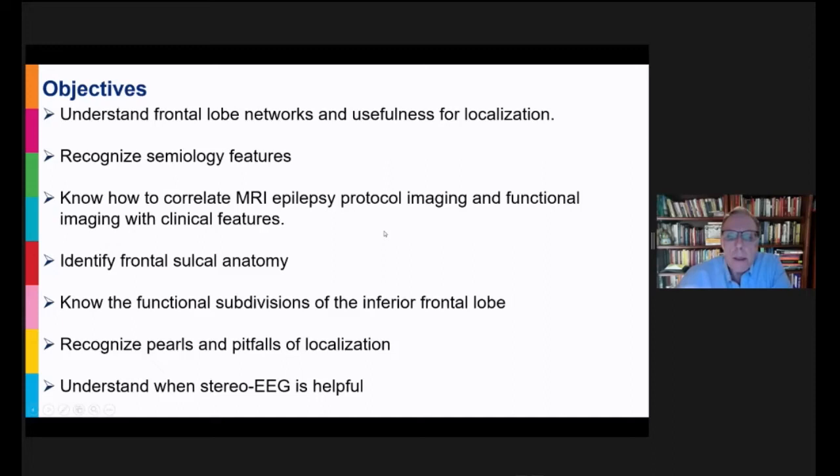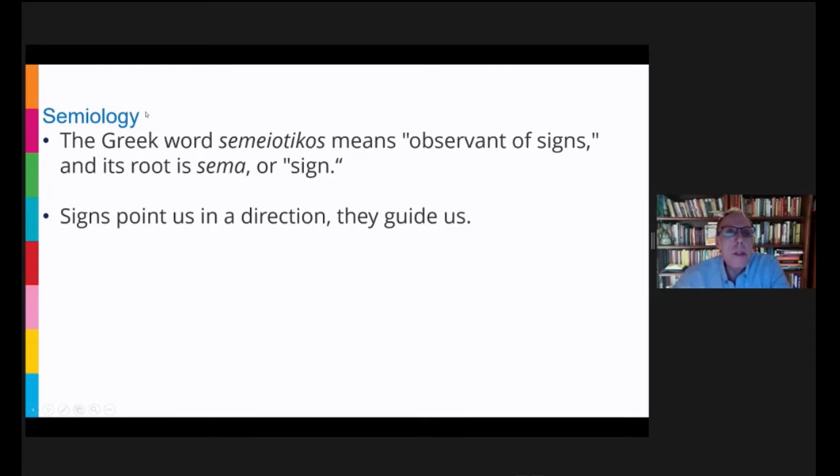And certainly, as Don said, stereo EEG has really revolutionized how we handle these cases, because our threshold for using invasive monitoring is lower than it was when you had to do a subdural grid before. Semiology is very key, semiology coming from the Greek meaning a sign, and it really helps to guide us. It doesn't necessarily tell us that's the spot, but it tells us about the network, so it gives us an overview, and then it helps us look at the imaging and correlate that with the structural and functional imaging.